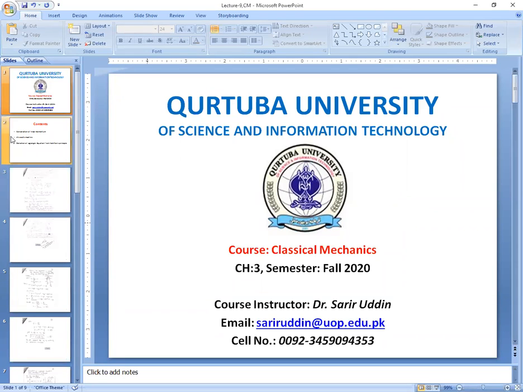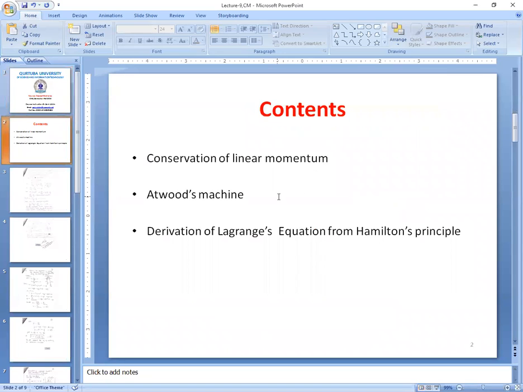In today's lecture, we will discuss the conservation theorem of the linear momentum using the Lagrangian and Hamilton formalism, and also we will discuss the equation of motion of Atwood machine consisting of a single pulley. And in the last topic, we will discuss the derivation of the Lagrange's equation of motion from Hamilton principle.